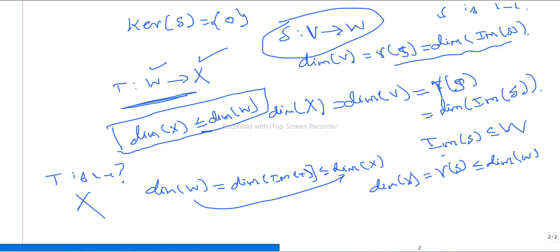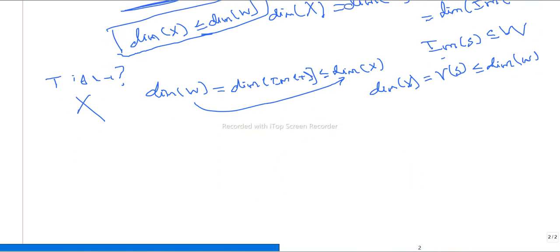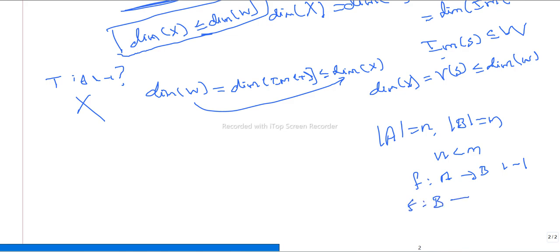define a 1-1 function. Similarly, suppose we have two sets A and B. Using set theory, suppose the cardinality of A is n and the cardinality of B is m. If n is less than m, then we can define a 1-1 function from A to B. If the domain contains fewer elements and the codomain contains more, then we can define 1-1. But if you take the domain as B and the codomain as A, we cannot define a 1-1 function.